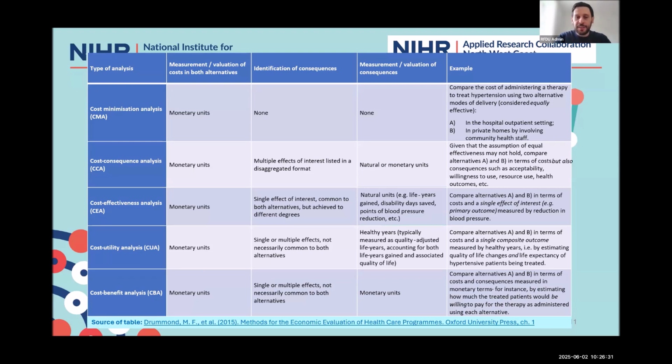Now, this is a very big table, so I'm not expecting you to remember everything, but you're going to have these slides, and when you do the homework, please do refer to this table in order to understand whether the economic evaluation you're going to work on includes, for example, a CCA, a CEA, a CUA, and so on. Any questions so far? Perfect, okay.